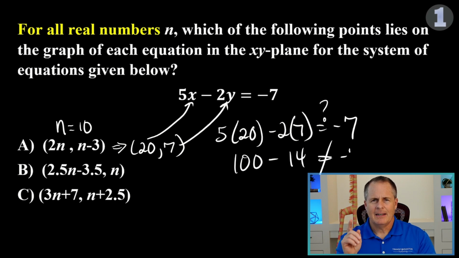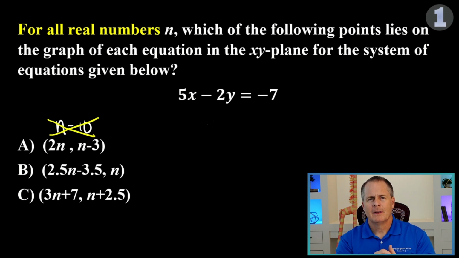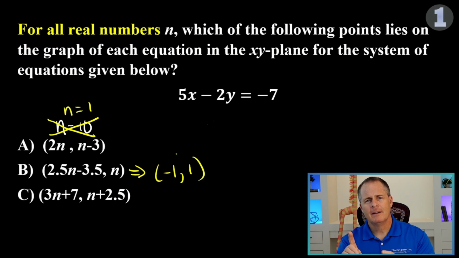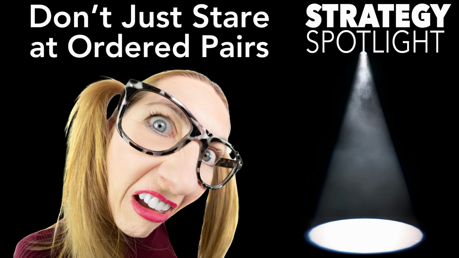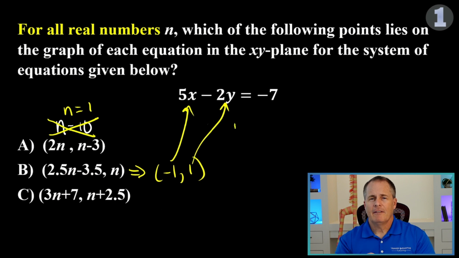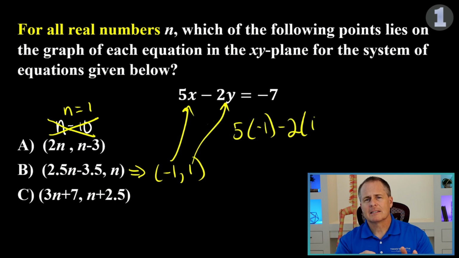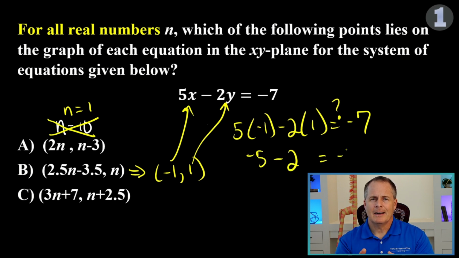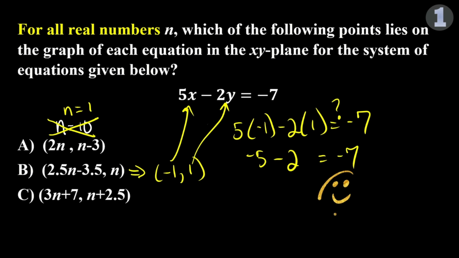Let's try the next ordered pair. 10 is a little gruesome here. So this time I'm going to use 1 for n. If n is 1, this ordered pair would be negative 1, comma 1. Don't stare at the ordered pair, just plug it in. If you put in negative 1 for x and 1 for y into this equation, it does equal negative 7.